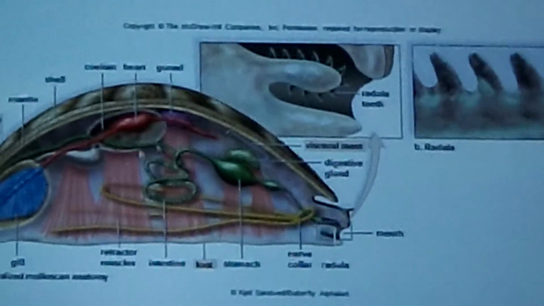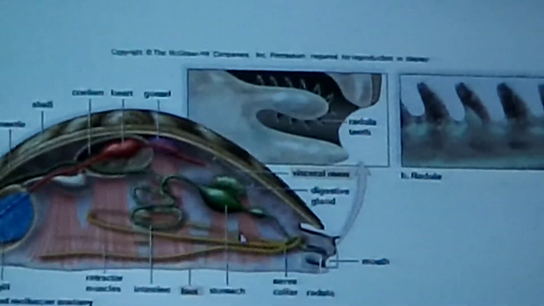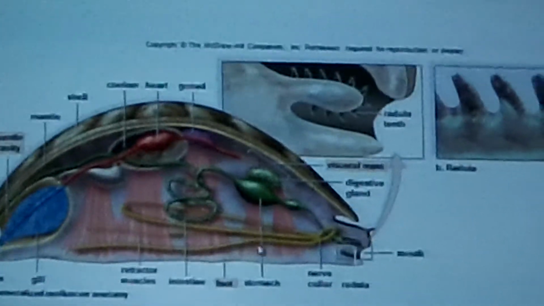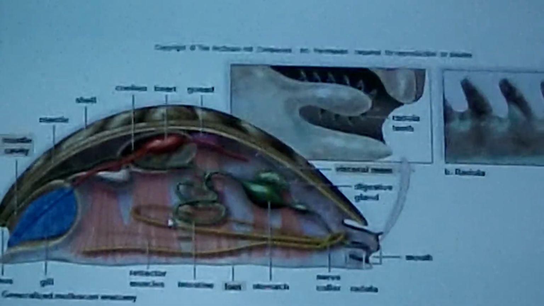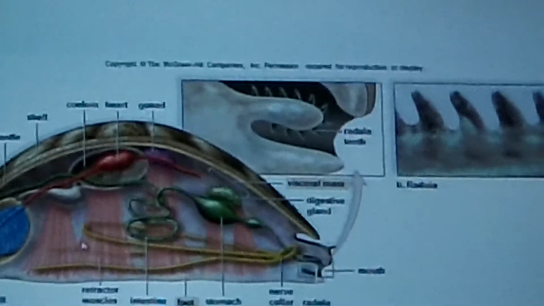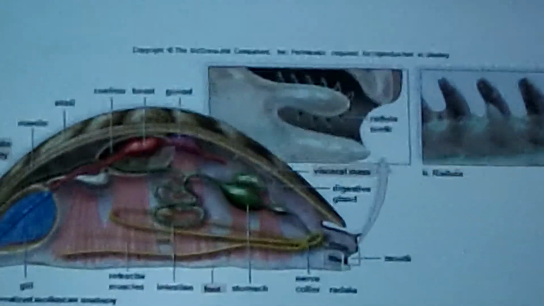Anyway, a mollusk is a soft-bodied creature. It has a soft body with a bunch of different types of organs. It's got a nervous system, reproductive system, digestive system. It's got all sorts of different systems that we'll study later.